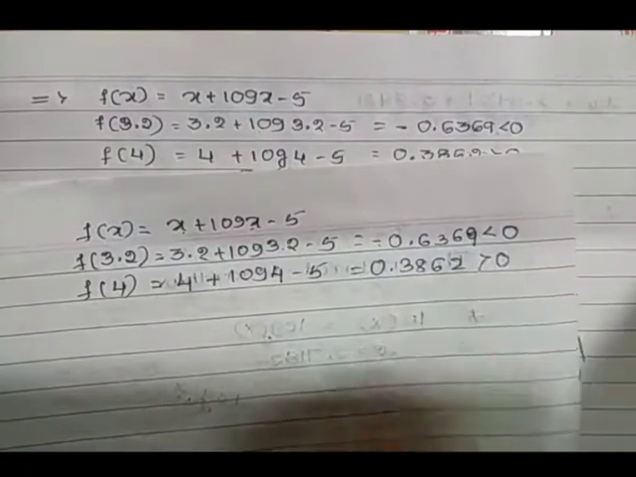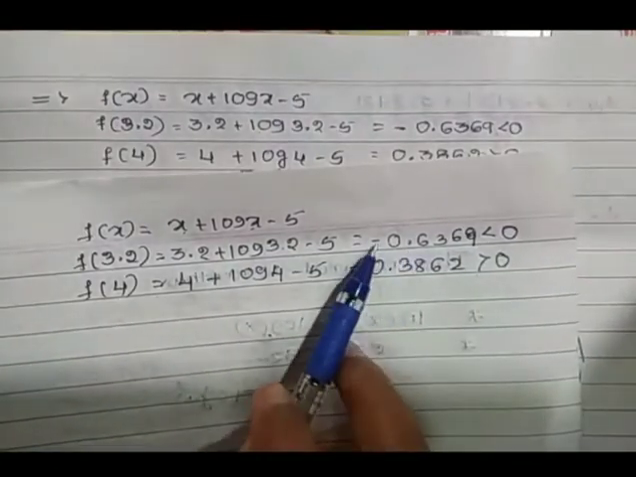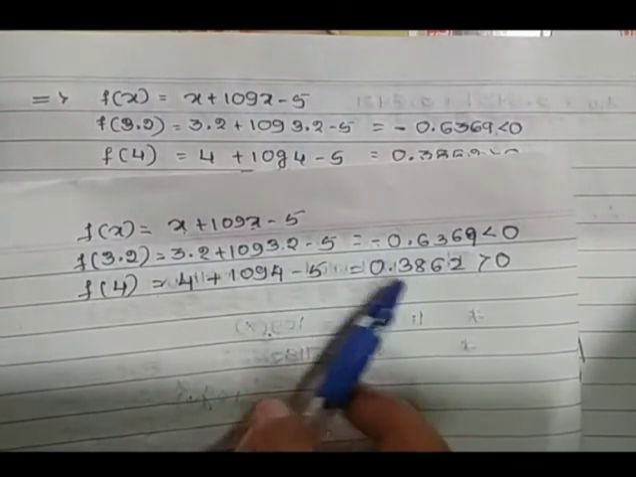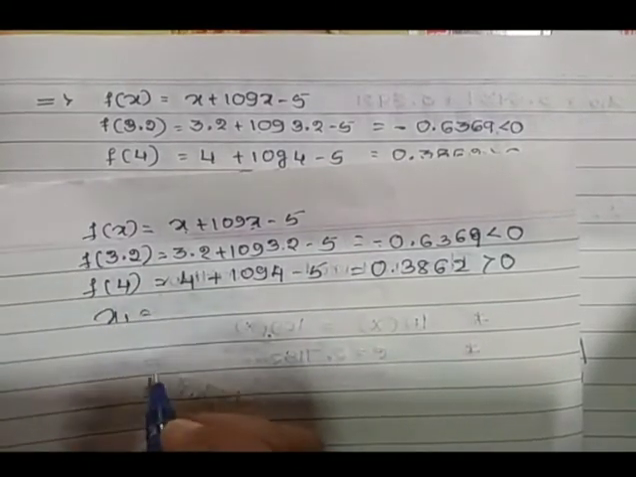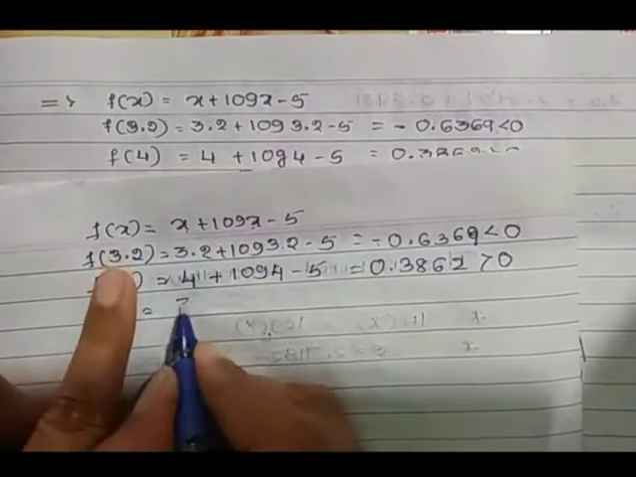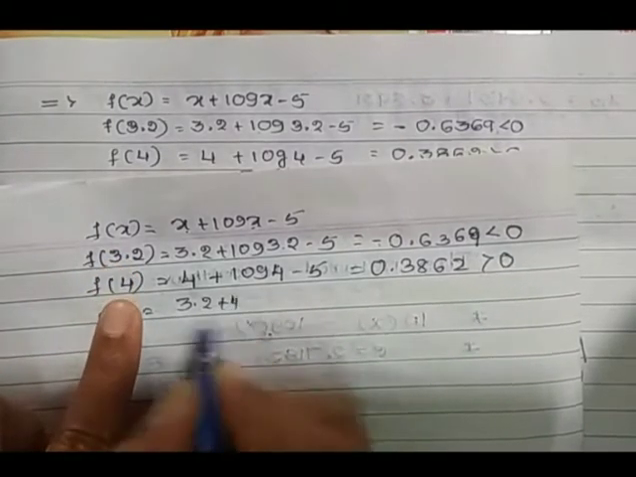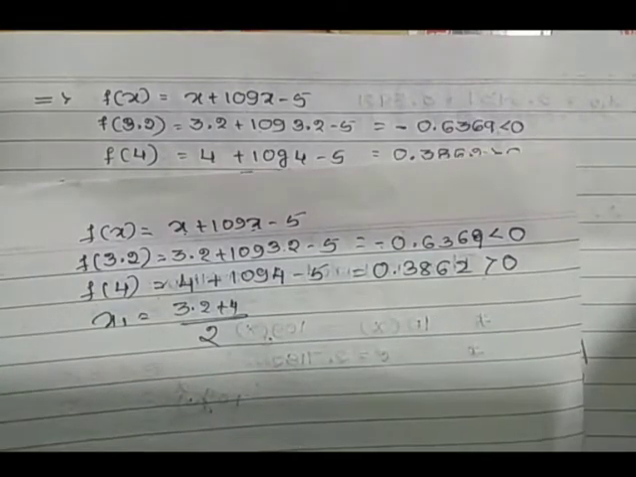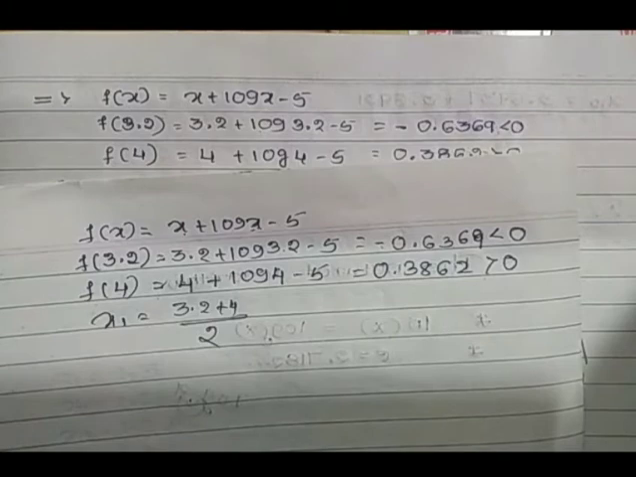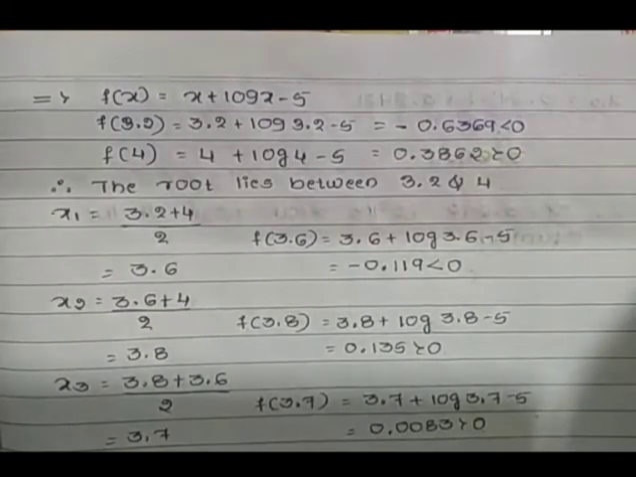Positive value greater than 0. So one value is giving us a negative sign and one value is giving us a positive sign. So for x1, for the first approximation, we can use 3.2 plus 4 divided by 2, and the remaining procedure we have to consider as it is. So this is about the first simplification.